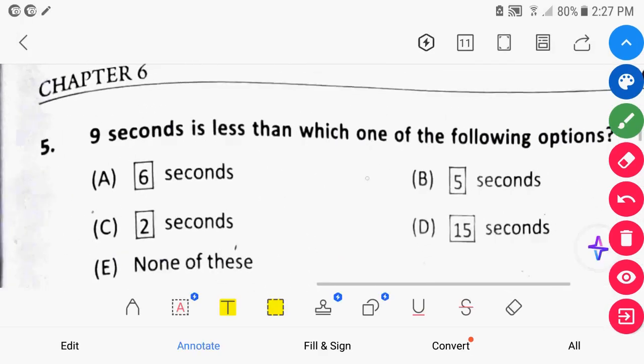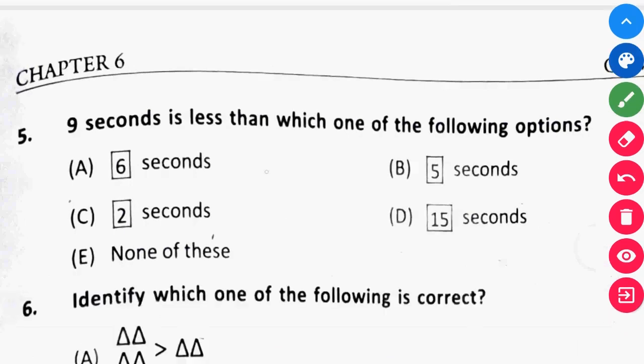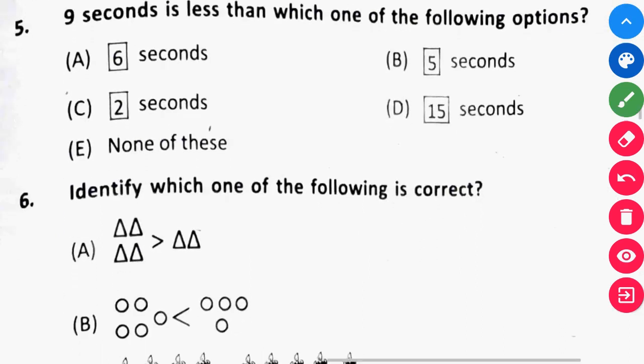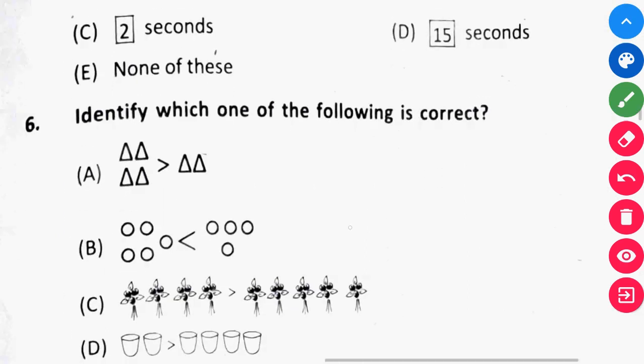Now the next one. 9 seconds is less than which one of the following options? See, the given options are in seconds, so you can find that 9 seconds is less than which one of the following. The option which is greater than 9 is the answer.